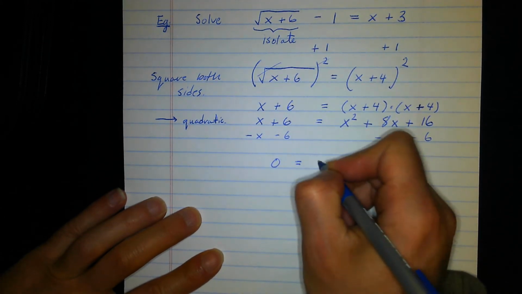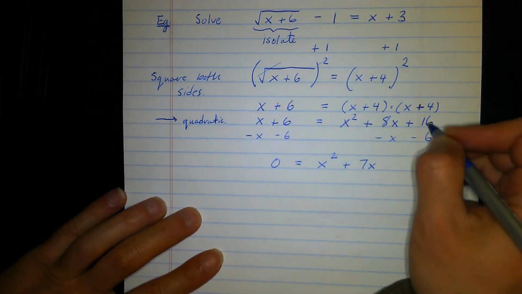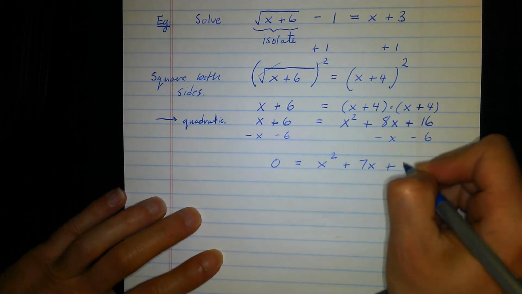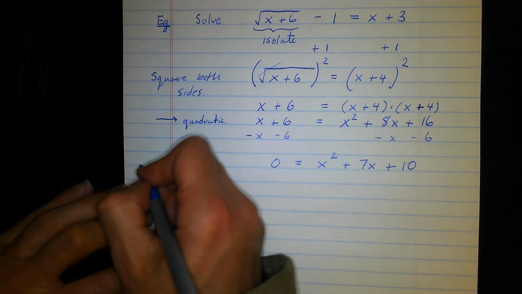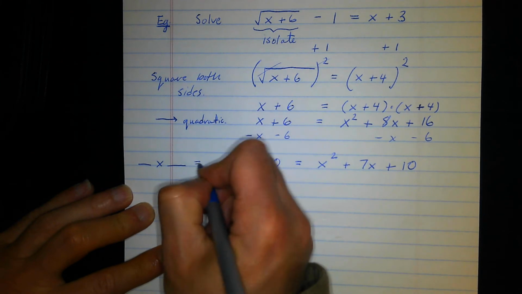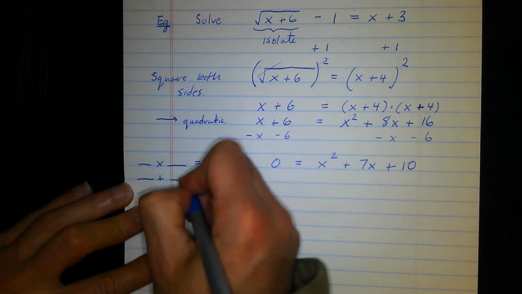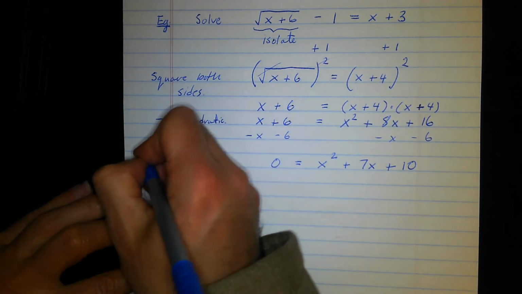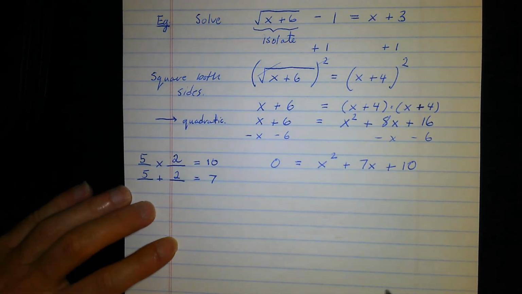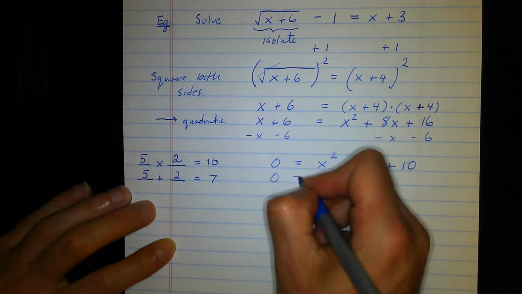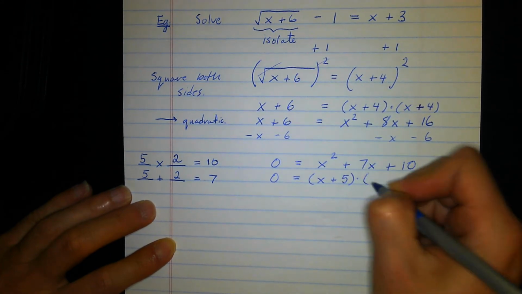0 equals x squared plus 8x minus x is plus 7x. 16 minus 6 is plus 10. And now we need to factor this and use the zero product property. So I'm looking for something that multiplies to 10, and it needs to add to 7, and 5 and 2 work. Okay, so we can use the decomposition, or we can just write 0 equals x plus 5 times x plus 2.